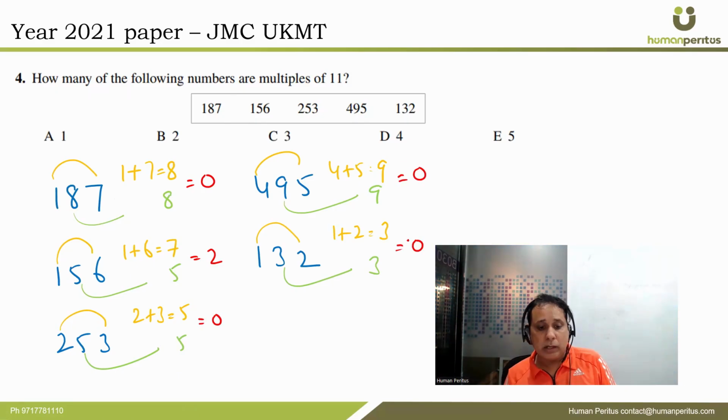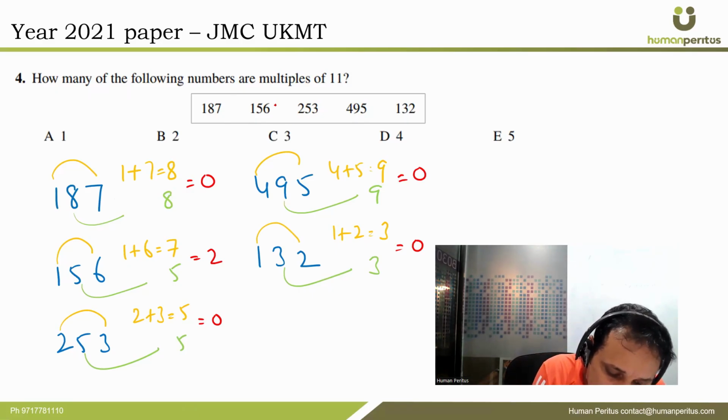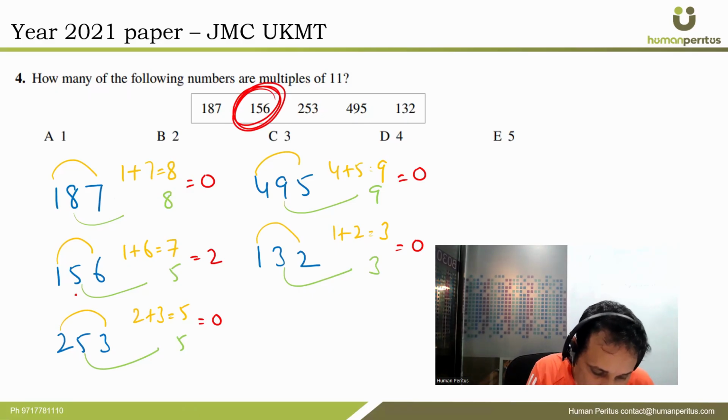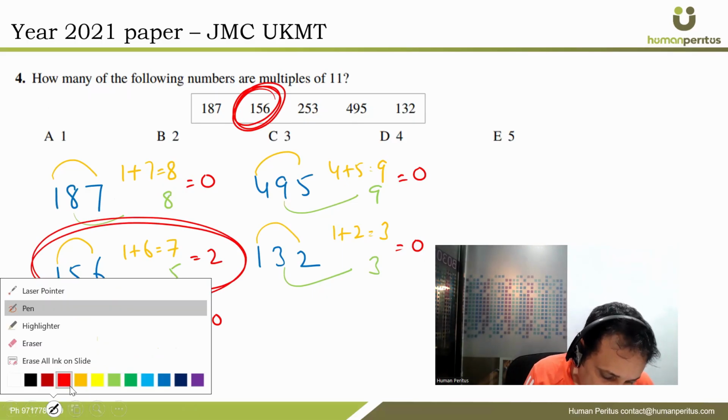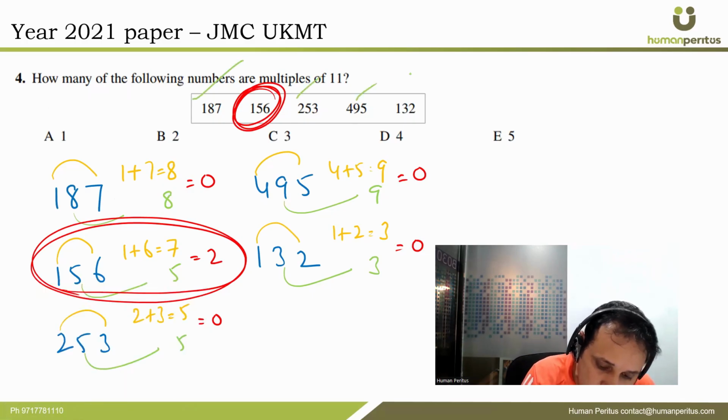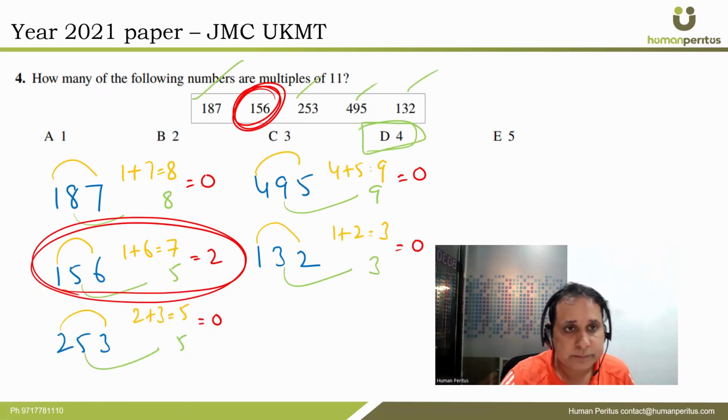What is the condition of 11? The condition of 11 is that the difference should be either a multiple of 11, or it should be 0. So the one number which is not divisible by 11 is 156, because the difference is 2 and not 0. And the correct answer is, how many numbers are there now? 1, 2, 3, 4. D is my answer.